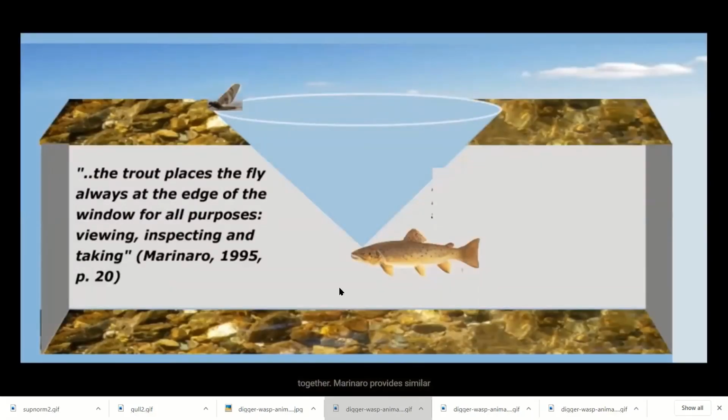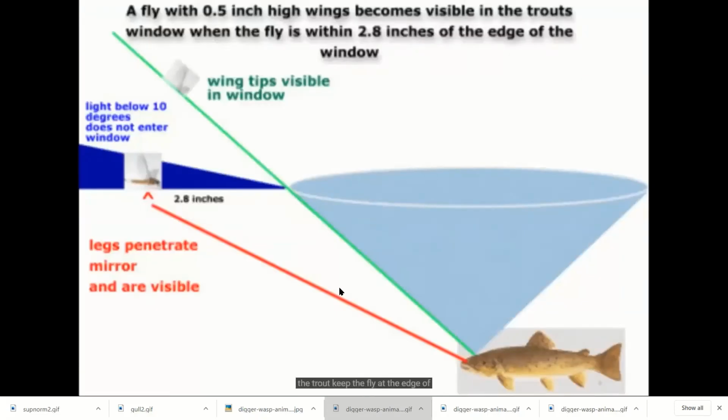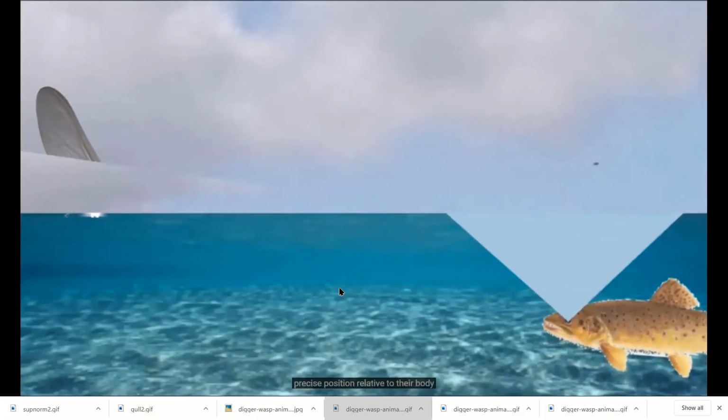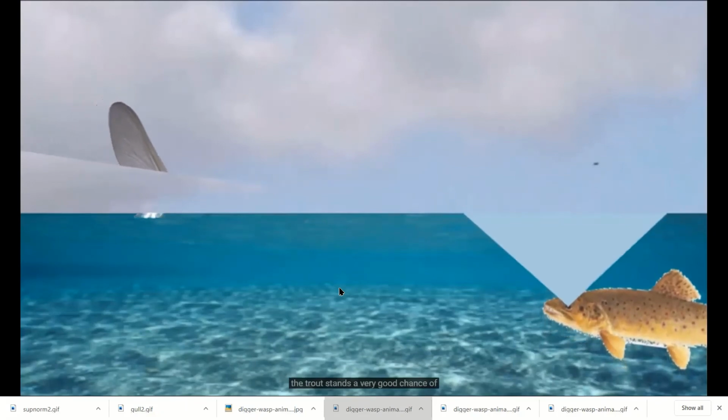Marinaro provides similar photographs, and he summed up his extensive observational study of trout feeding behavior in these important words. It is an inescapable conclusion that the trout places the fly always at the edge of the window for all purposes, viewing, inspecting, and taking. Why does the trout keep the fly at the edge of the window? I think trout behave in this way in order to judge the exact position of the fly. By keeping the fly in a precise position relative to their body, the trout stand a very good chance of engulfing the insect.